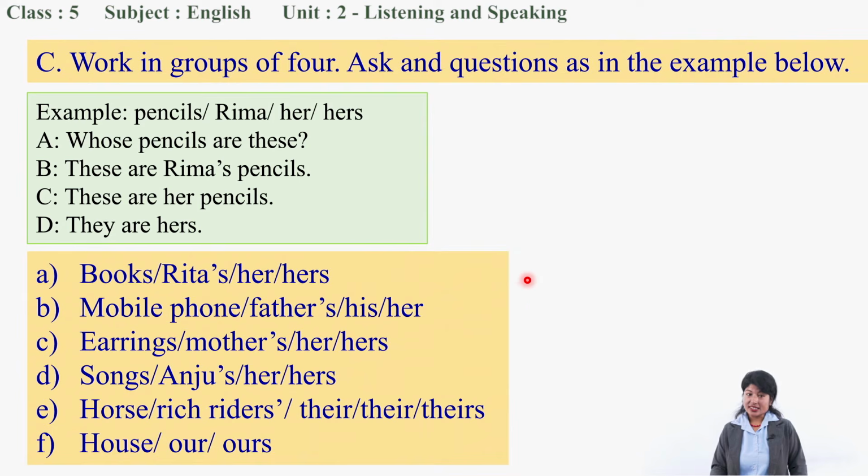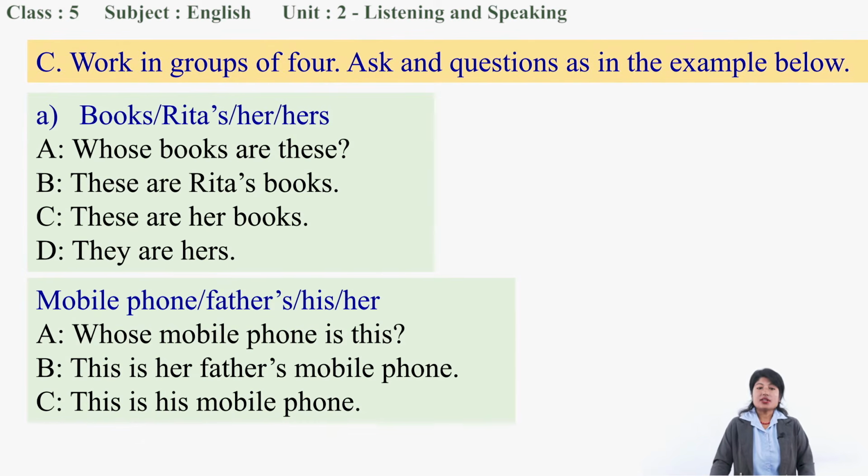Okay, like this, we have to do this A, B, C, D, E, F. Like A, books, Rita's, her, hers. Okay, how can we do this? Okay, look at A, books, Rita's, her, hers. Okay, with these clues, we can form a dialogue like, whose books are these? These are Rita's books. And see, these are her books. They are hers. We can write like this.